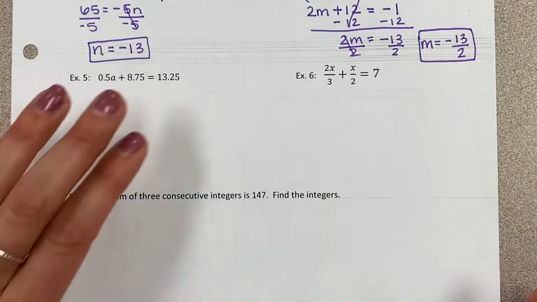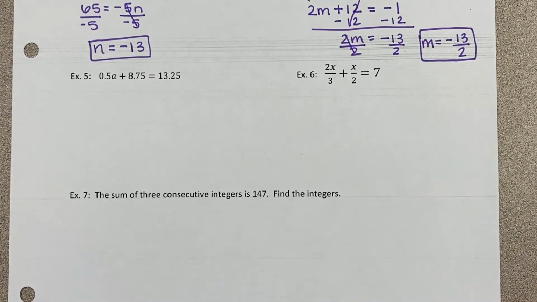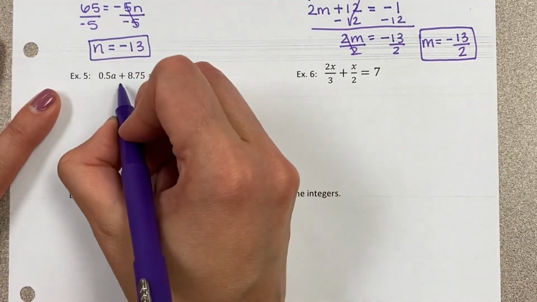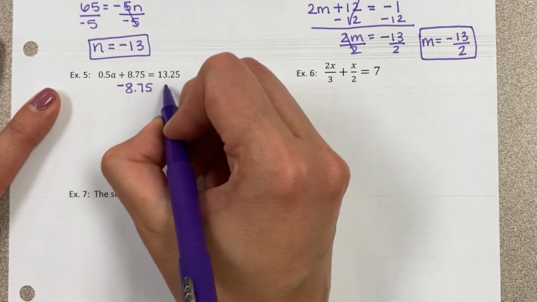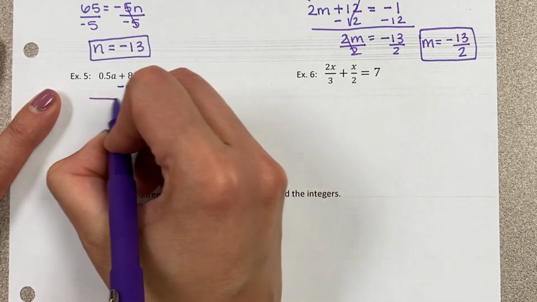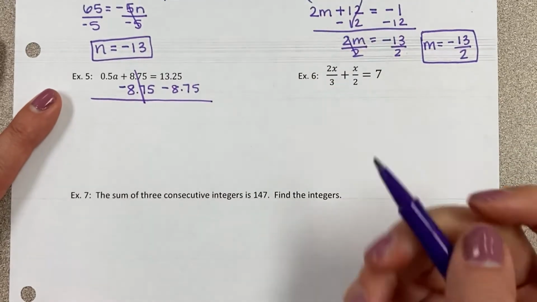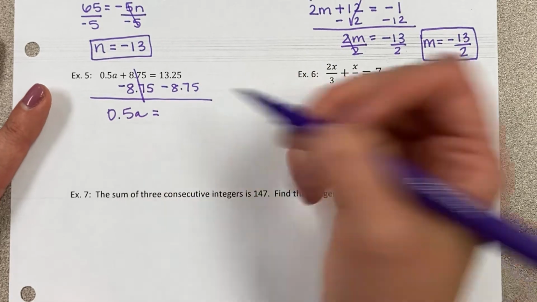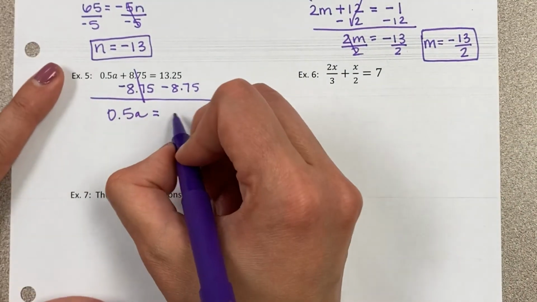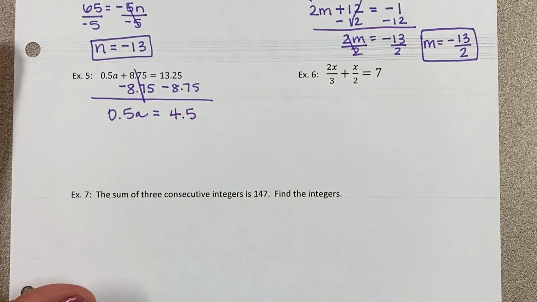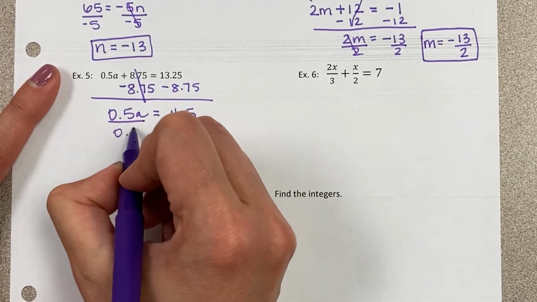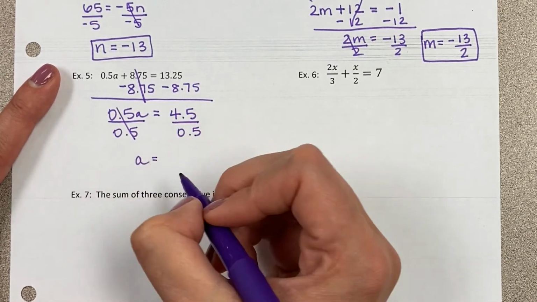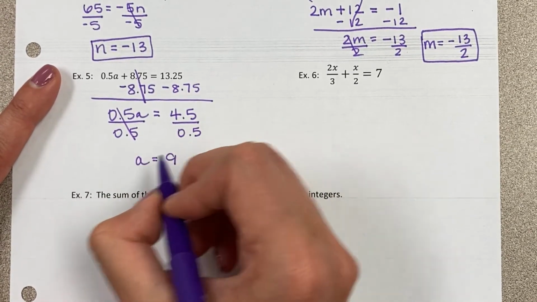All right, example 5. We have some decimals here, but that doesn't matter. We're not going to change how we do this. So I need to get 0.5a by itself, so I'm going to subtract 8.75 from both sides. Cancels out. 13 and 25 hundredths minus 8 and 75 hundredths is 4 and 5 tenths. Divide by 5 tenths. You get 9.